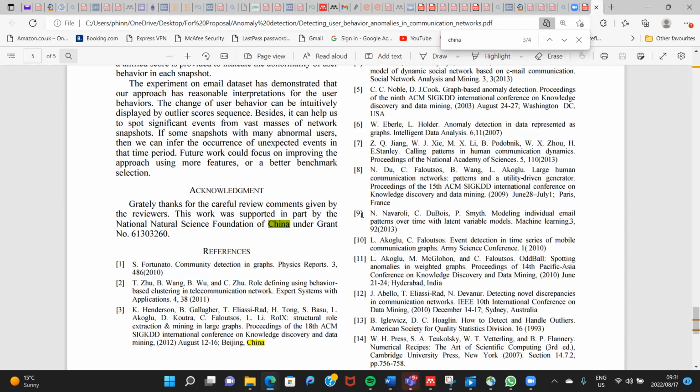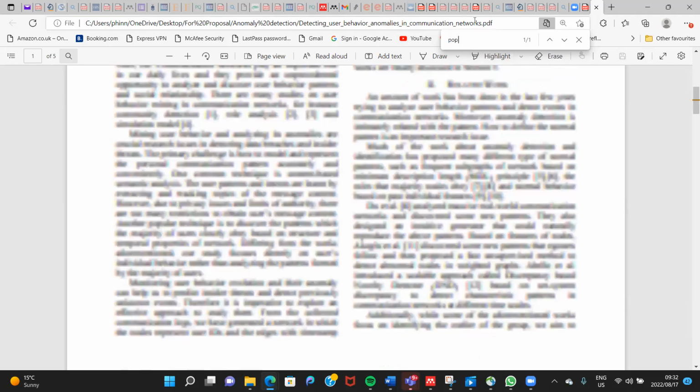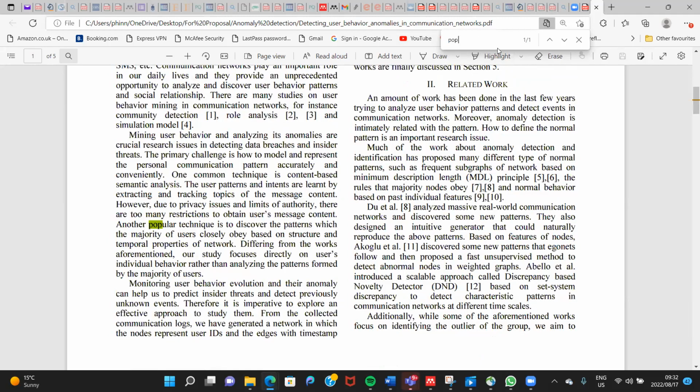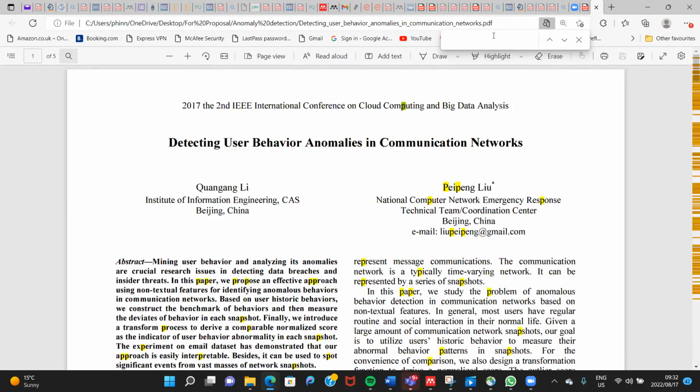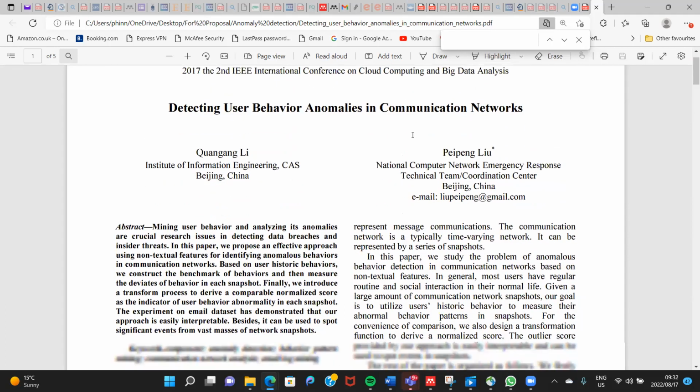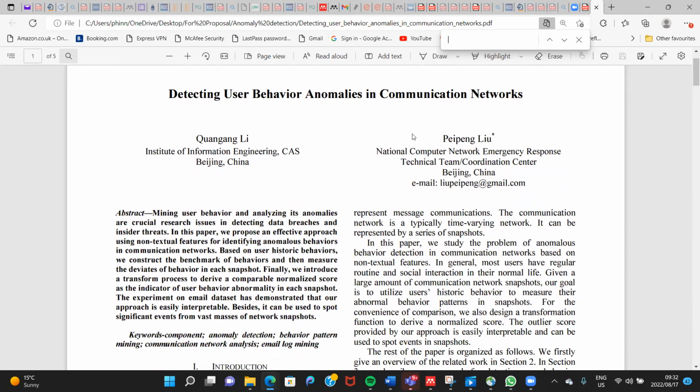But then we need to go into the population of the study. We want to know who the participants are. There's nothing there. Okay. Let's see, based on our historic behavior, we construct a benchmark of view and then measure deviation of behavior in each snapshot. Okay, just type participants.